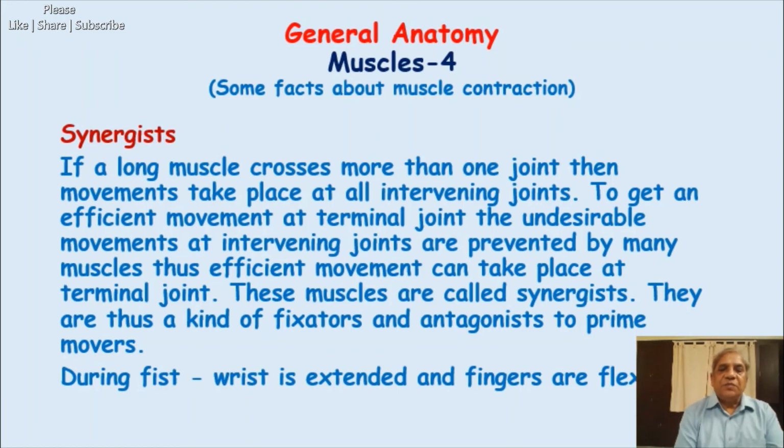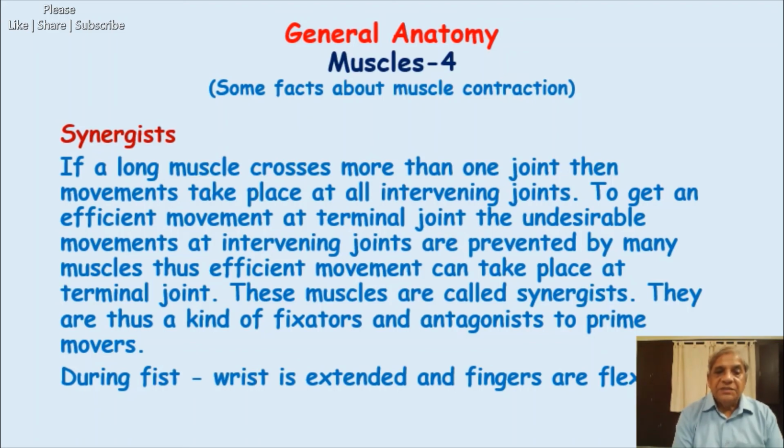So when this muscle of the forearm contracts, it will produce movement in all the intervening joints, which are in between. So they will produce movement at the wrist joint, at the intercarpal joint, at the carpometacarpal joints, and then at the interphalangeal joints. So many joints are involved, and movement will be produced at different joints.